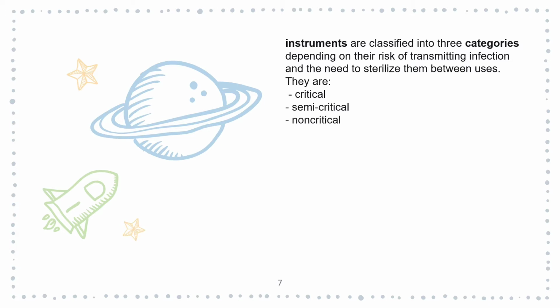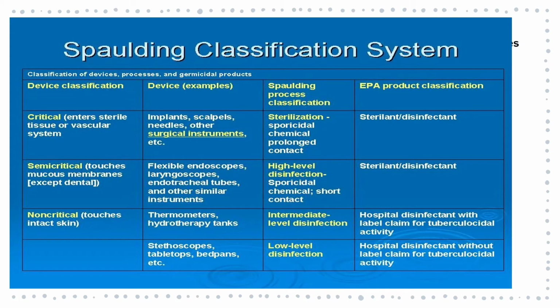All instruments are classified into 3 categories depending on the risk of transmitting infection and the need to sterilize them between uses. They are critical, semi-critical, and non-critical. The Spaulding classification system is used to determine this. For example, critical items are implants, scalpels, and needles; semi-critical is a flexible endoscope, for example. Non-critical is thermometers, for example.